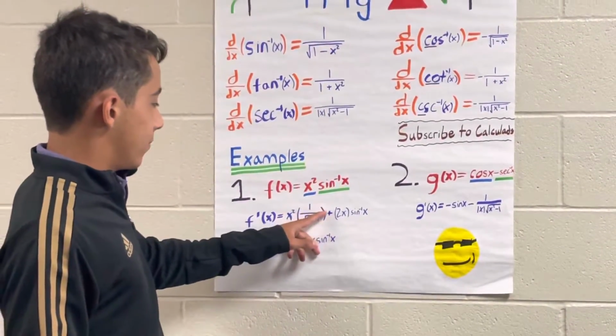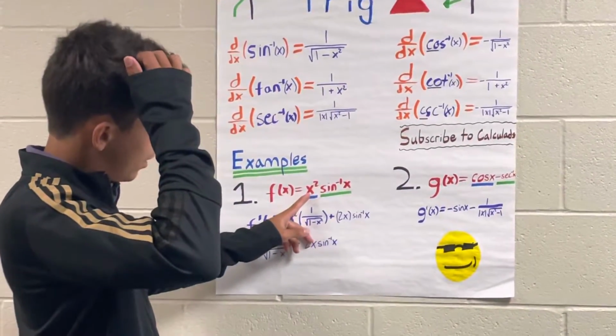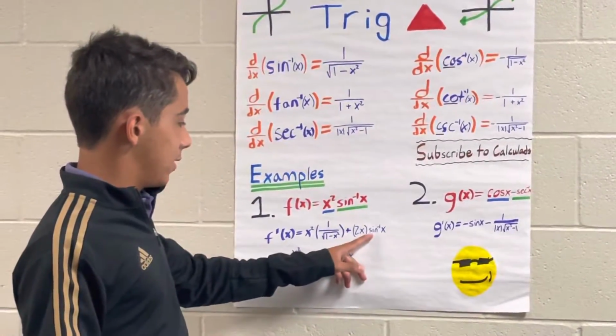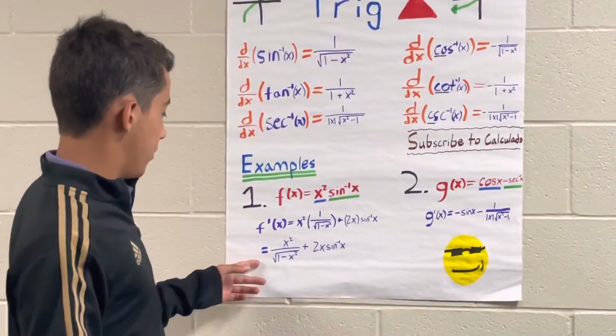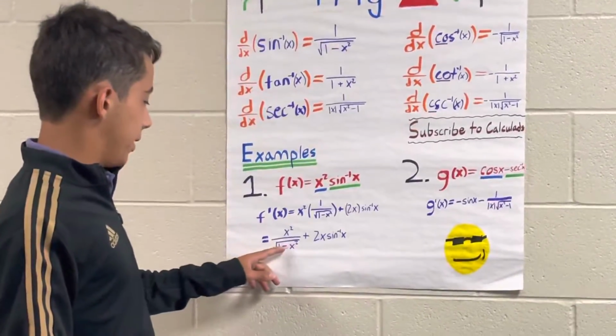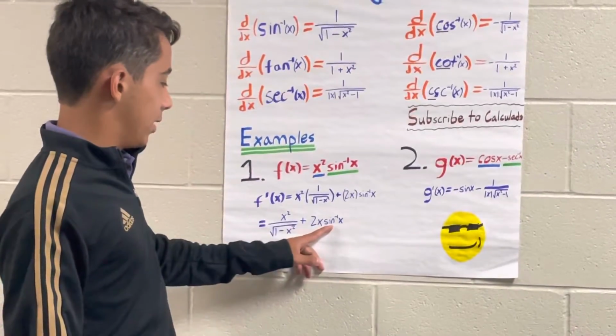And then that's going to be plus, and then we have to take u prime, which is 2x, and then v, which is just inverse sine of x. And then we simplify it, we get x squared over the square root of 1 minus x squared plus 2x times inverse sine of x.